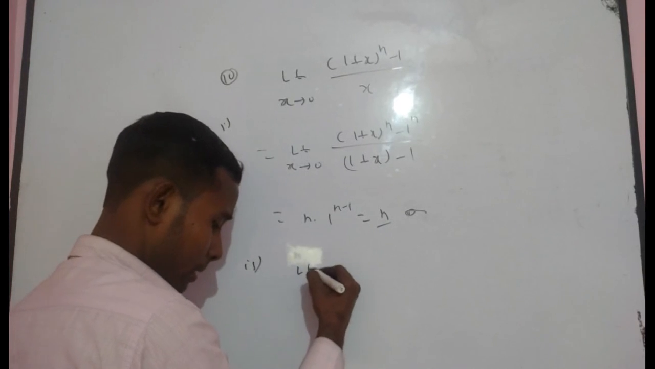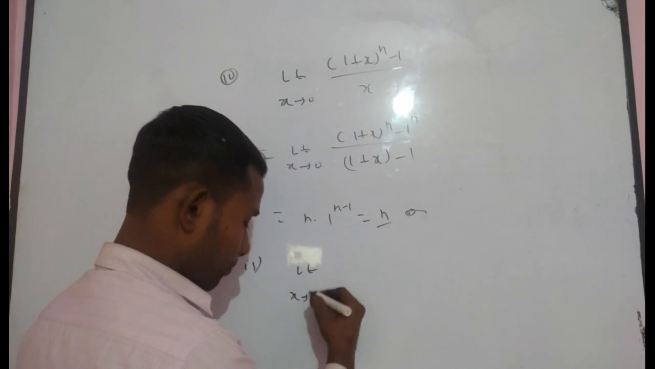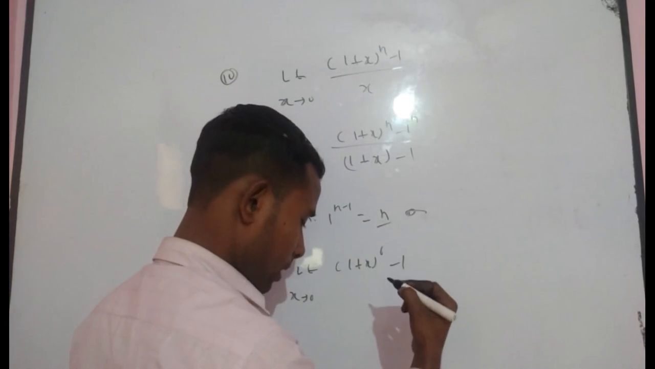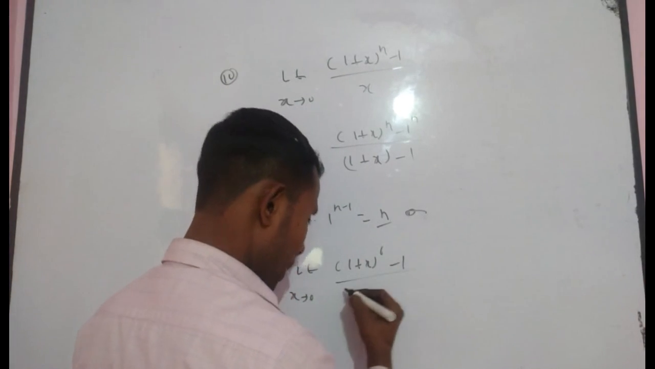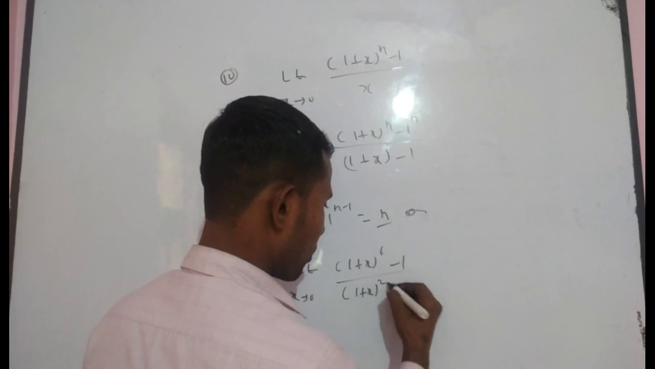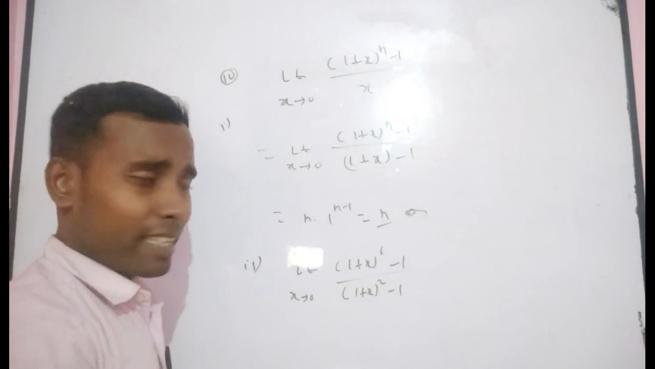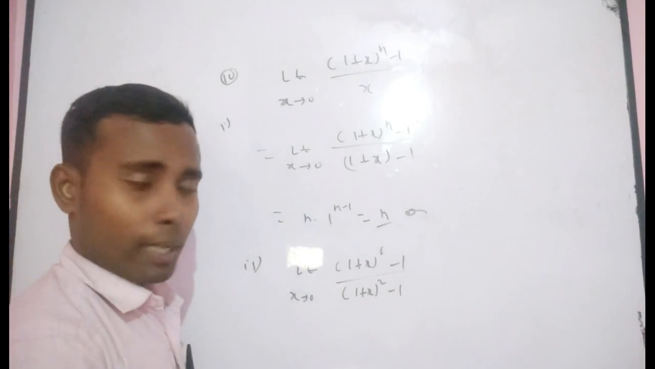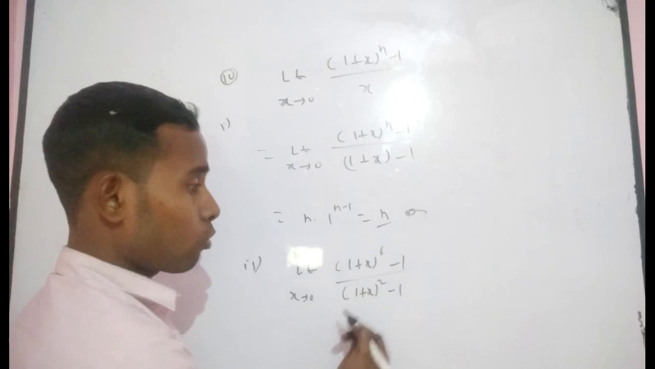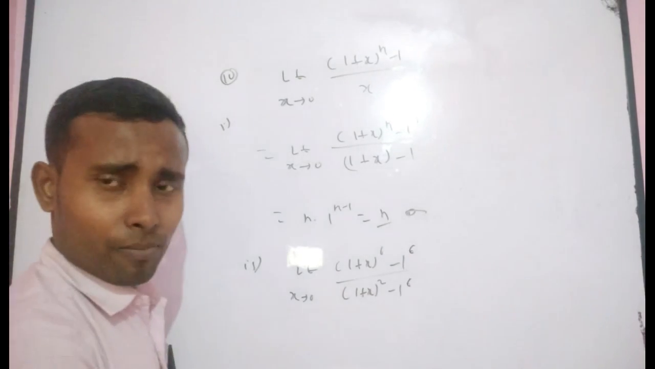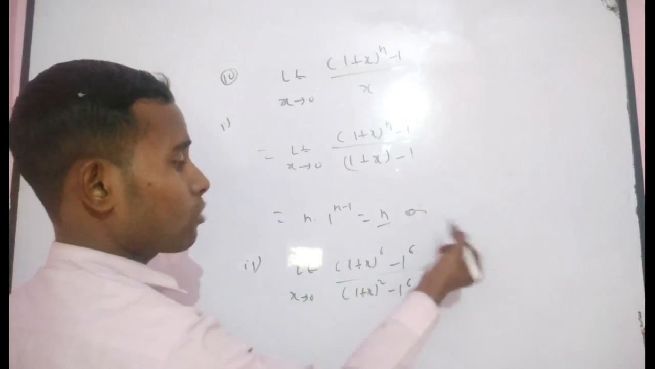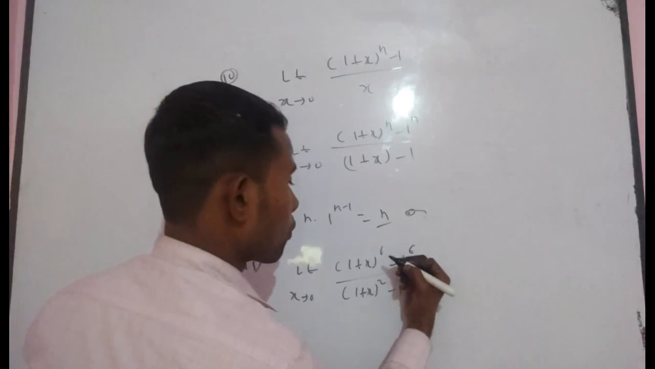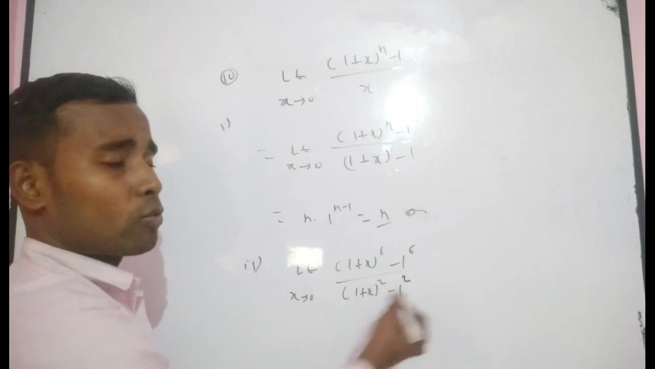Can you solve limit x tends to 0, (1 plus x) to the power 6 minus 1, divided by (1 plus x) whole square minus 1? Now in this problem what can you say? Suppose that 1 plus x is equal to y. It will be y to the power 6 minus 1 to the power 6. Can you write it just like this? In this case, y to the power 6 minus 1 to the power 6, divided by y to the power 2 minus 1 to the power 2.